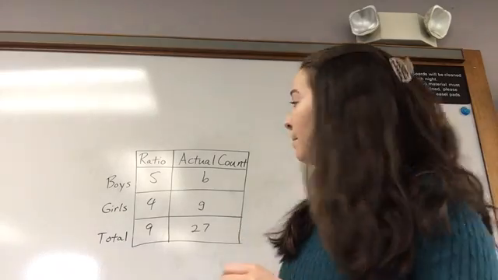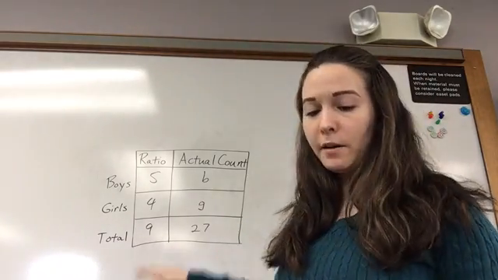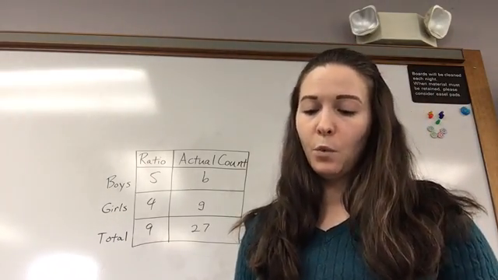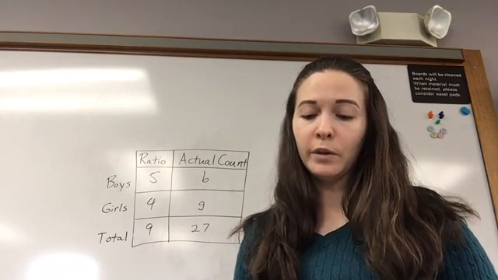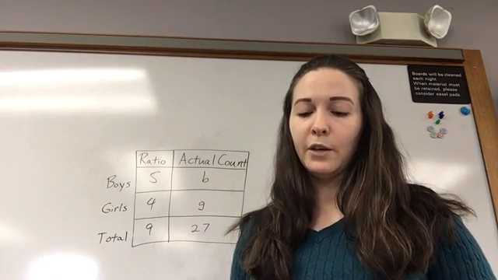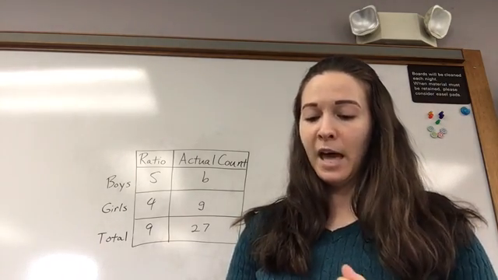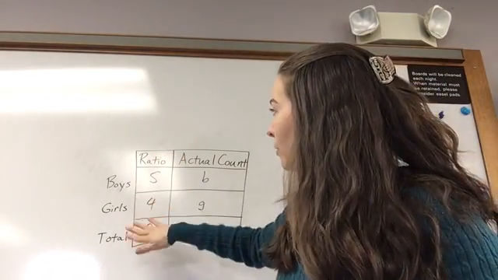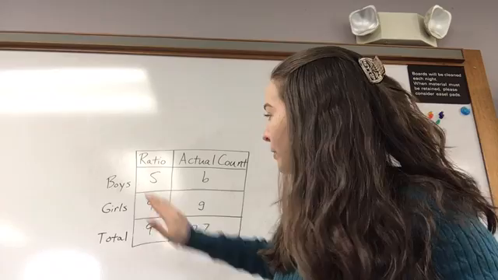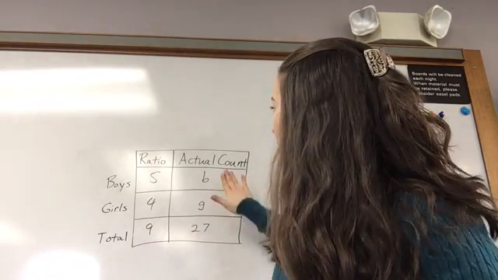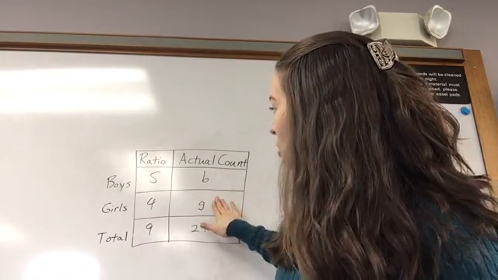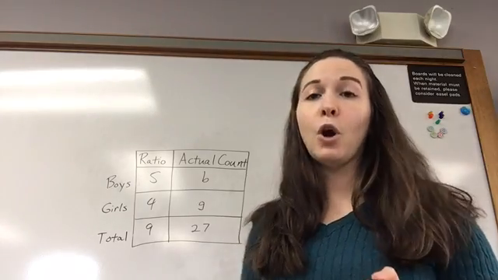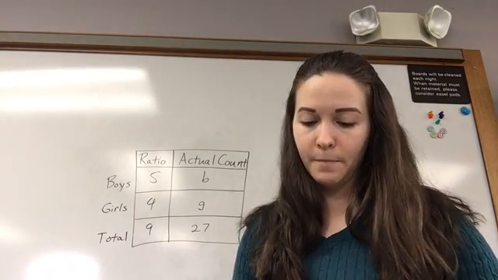We begin by drawing our ratio box. This time, we add a third line for the total number of students. We'll use the letters B and G to represent the actual count of boys and girls. So we have our ratio, our boys to girls. We have 5 boys to 4 girls for a total of 9. So we have B representing boys, G representing girls, and then our total is 27 students.